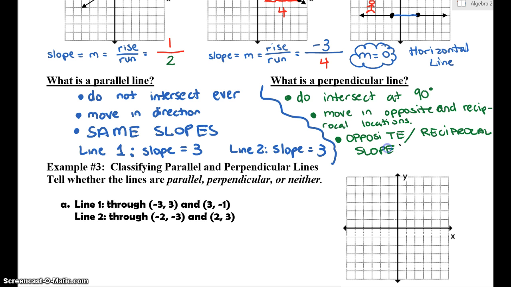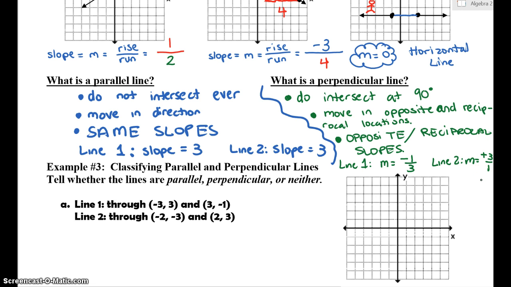Okay, so let me give you an example of that. For example, if line 1 had a slope of -1/3, then line 2 would have to have a slope of positive 3/1. So the opposite means if one is negative, the other one is positive. And reciprocal means if it's 1/3, then the fraction flips itself to 3/1. So that would be an example of that.